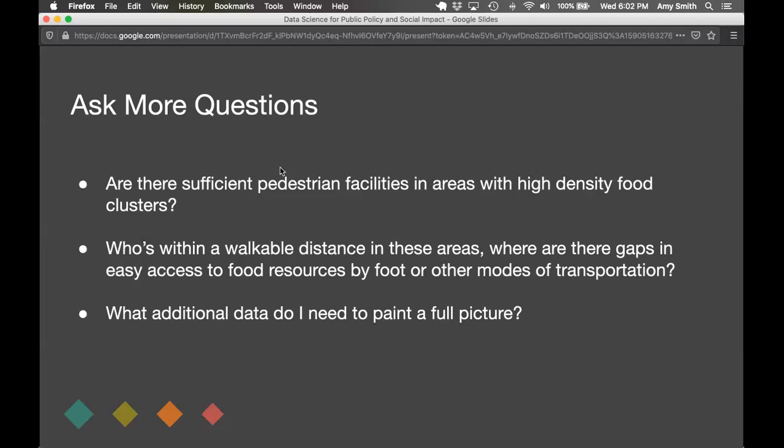And from there, of course, as we ask more questions, we might want more data. And so the last question here is, with some additional data, what would we really need to paint a full picture that could inform city planning and policy?